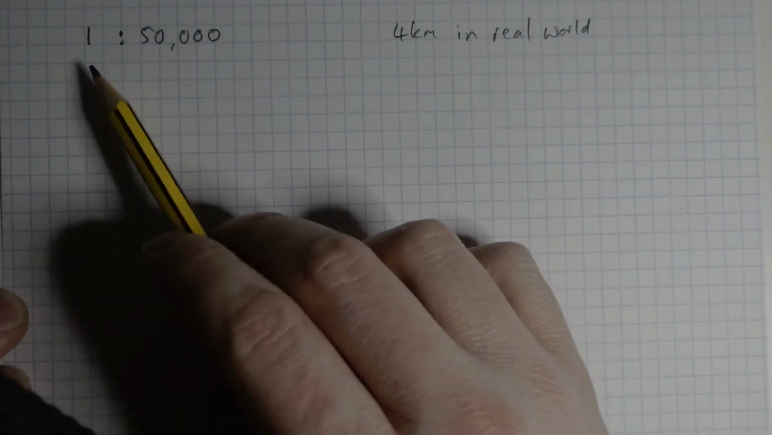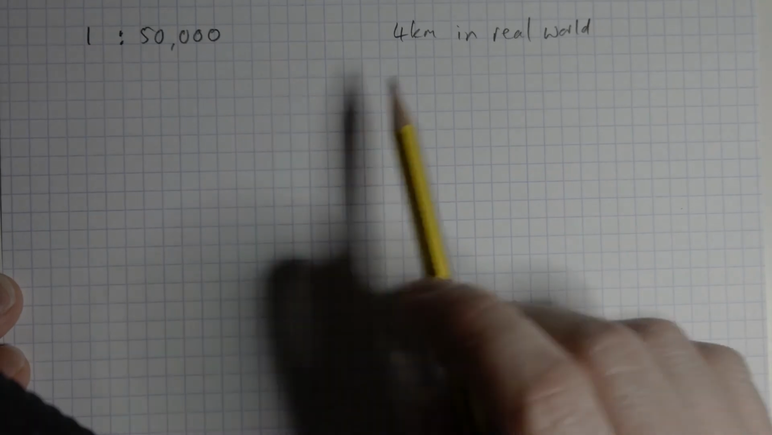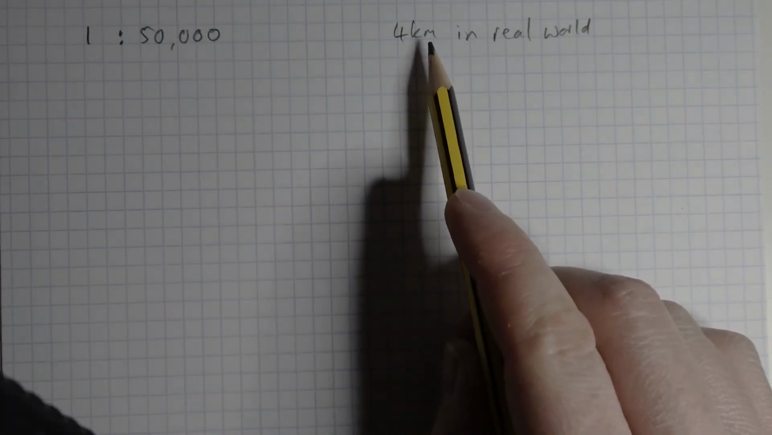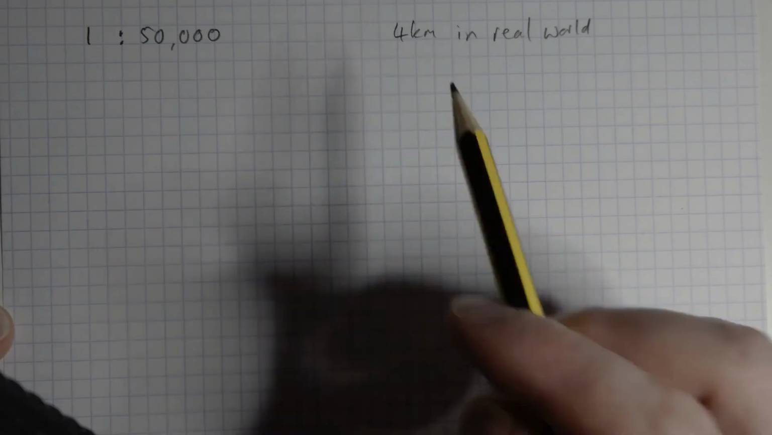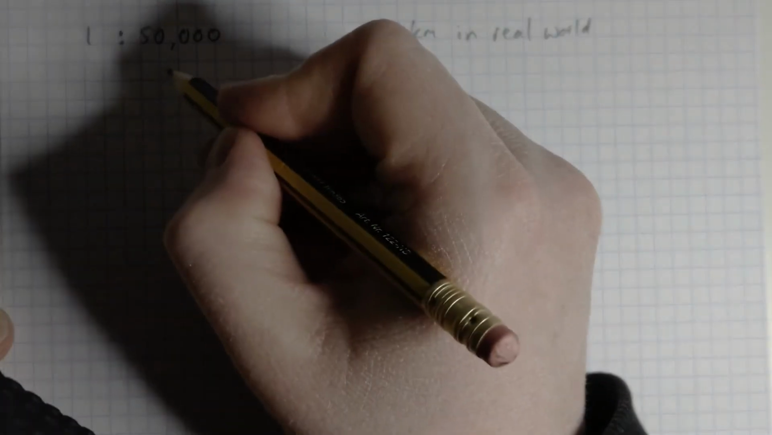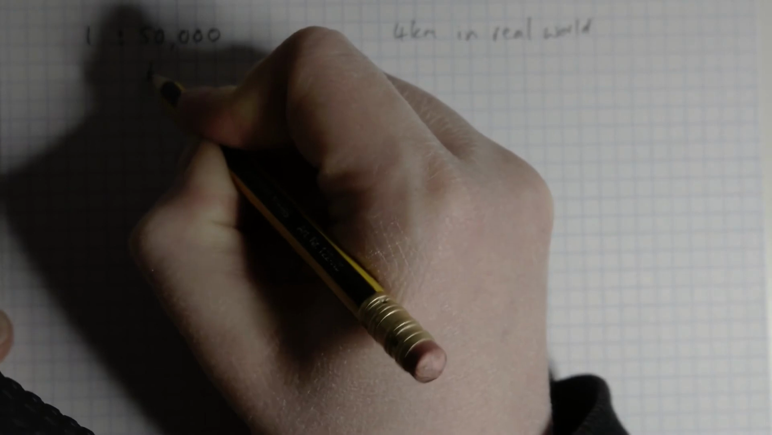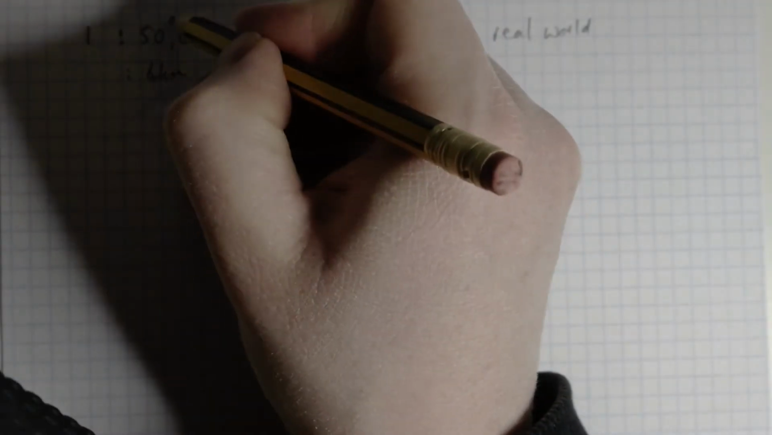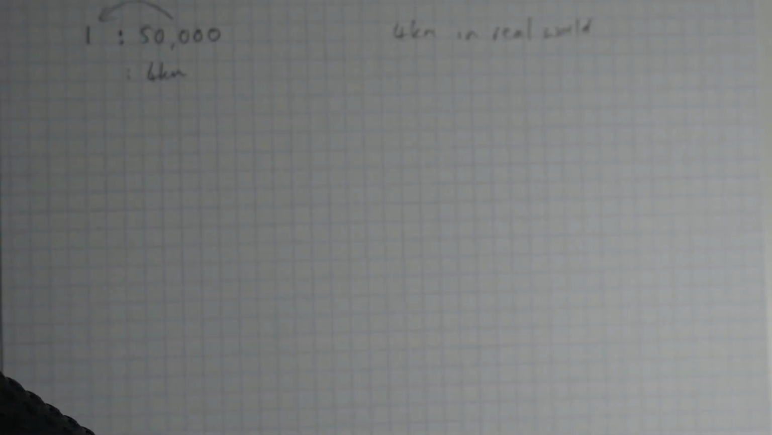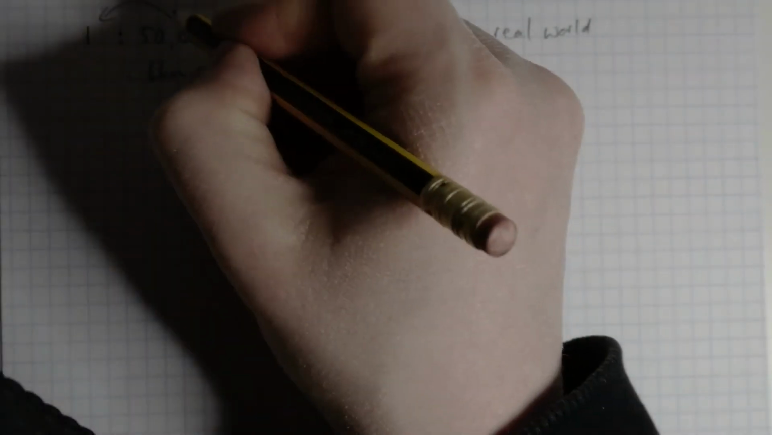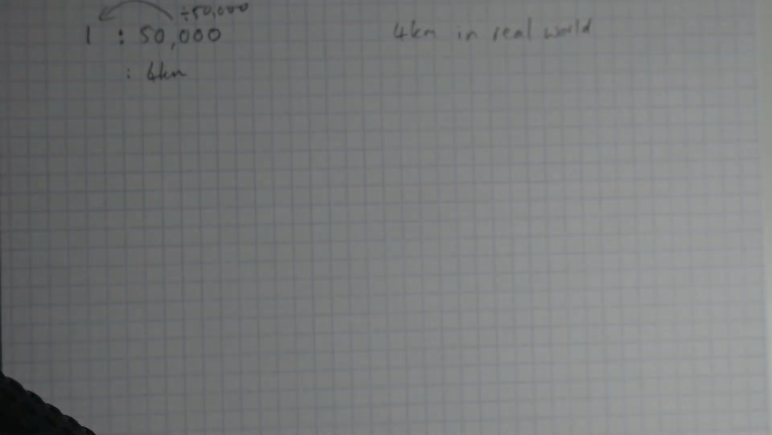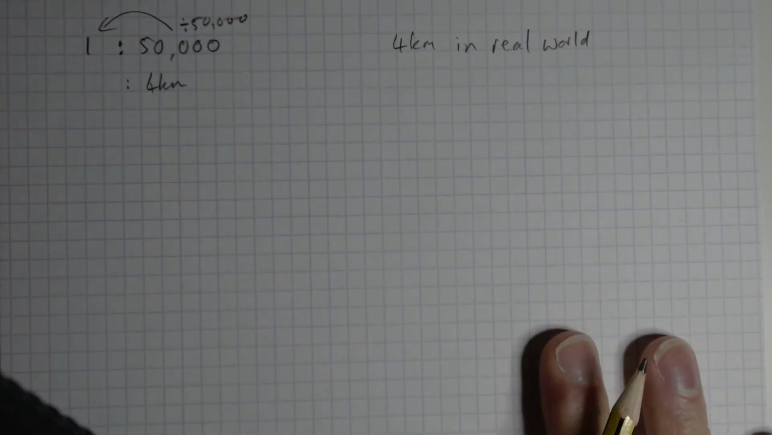Okay, so I've got my map scale again, 1 to 50,000. Something that's 4 kilometres in the real world, how would that appear on the map? So this time I'm going from 4 kilometres in the real world to the map. Now notice, to get from here to here, this time it's not times by 50,000, it's divide by 50,000. So to get from the real world to the map, I'm going to divide by the big number.